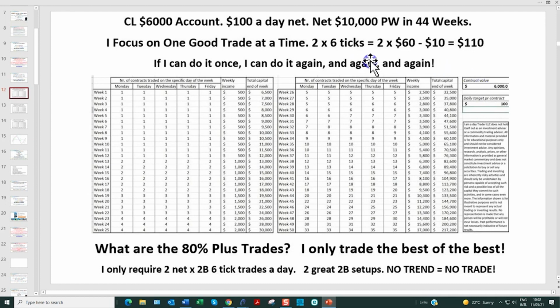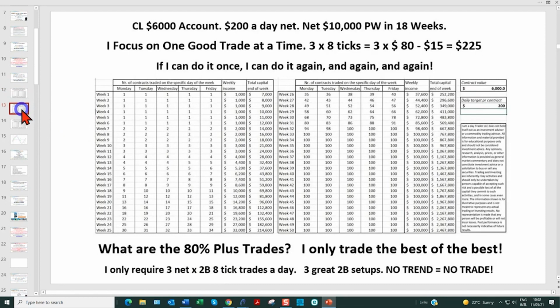Very dangerous though. But what this means is within 44 weeks, based upon only $100 a day, you've got the potential of increasing your income up to $10,000 a week. If you're after $5,000 a week, it would take you 35 weeks. But what that means is you've then also got 65,000 in your account. And so this is the compound effect. For that, I only need 2 6-tick trades a day.